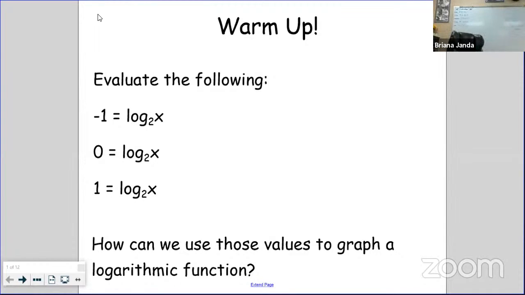So the biggest key to remembering how to flip back and forth between logarithmic and exponential is the base is the base. The base of a log is the base of an exponent. The base of an exponent becomes the base of the log. Okay, once it's a base, it's always a base, right?